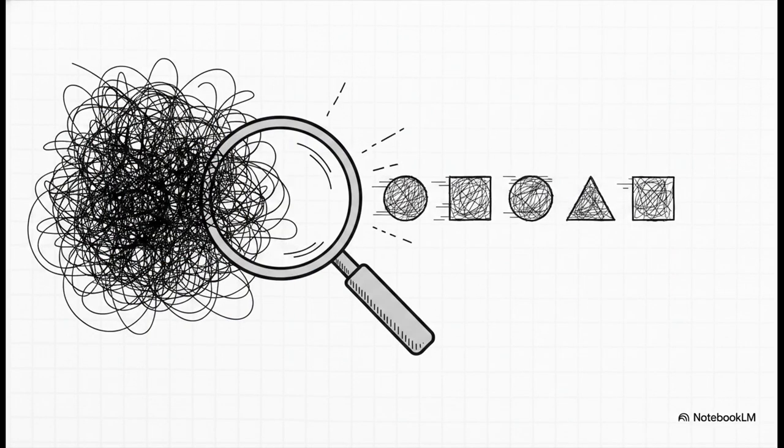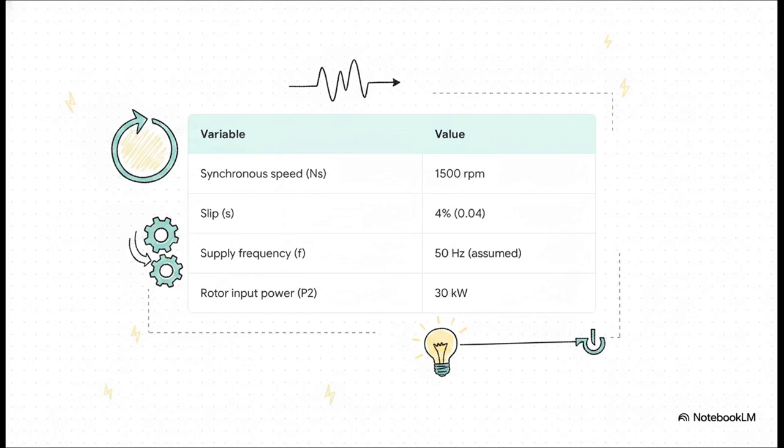Step 1. Extracting the clues. Before we even think about touching a calculator, we need to gather our facts and lower our cognitive load. Straight from the source document, here's what we know right out of the gate. We've got a synchronous speed, that's our n_s, sitting at 1500 RPM. Our slip, or s, is 4%, which will convert to the decimal 0.04. We're assuming a standard supply frequency, f, of 50 Hz, which is super common in many parts of the world. And our rotor input power, P2, is 30 kilowatts. Boom. With everything laid out cleanly like this, the problem is honestly already half solved.